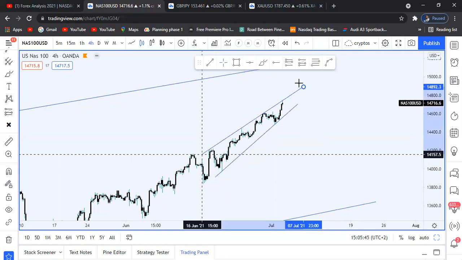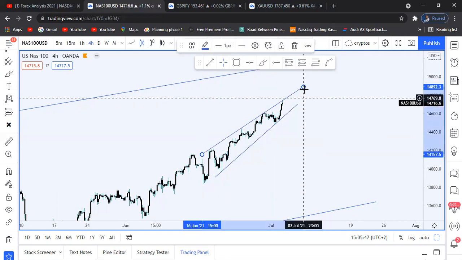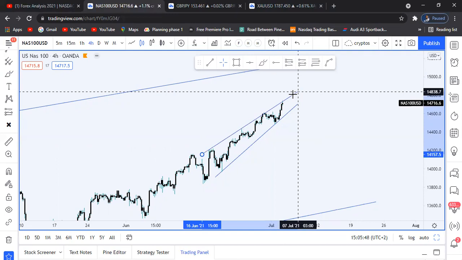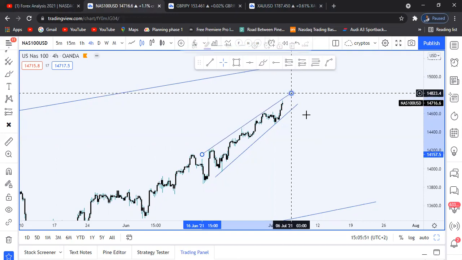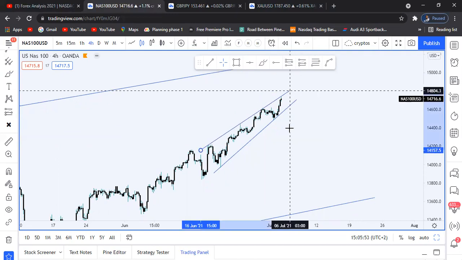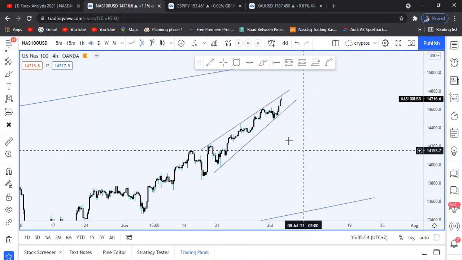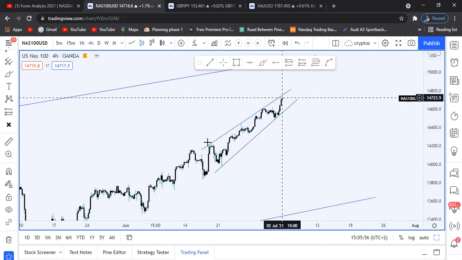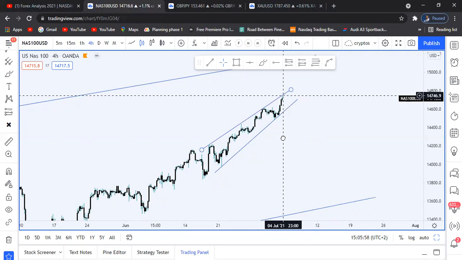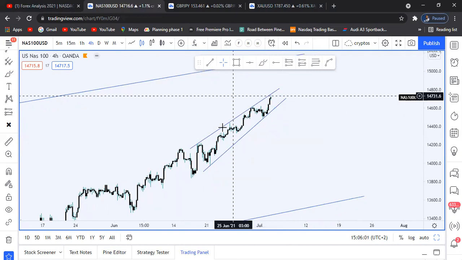So now we have some sort of ascending pattern here. We have some sort of rising wedge, if you like. And you can see that we are at the third touch, because we had our first touch, second touch, and then we are facing this third touch. But I'm really not convinced that Nasdaq is going to shoot to the downside.